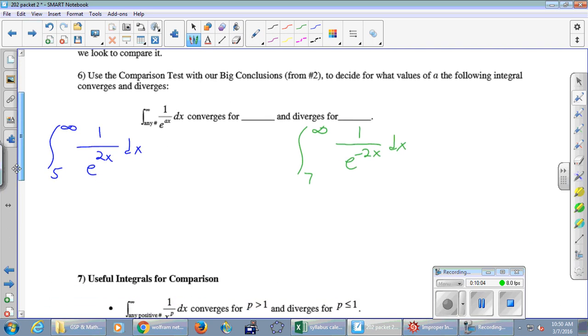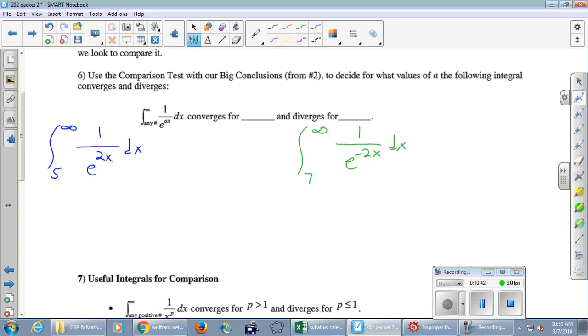Number 6, I'm going to modify slightly. 6 talks about this integral of 1 over e to the ax, where a is some number. Again, I want to be very concrete here. So I've just made up 2 integrals. Maybe you could copy these down here. Integral from 5 to infinity of 1 over e to the 2x, and then basically the same integral, but 1 over e to the negative 2x. Yeah, I changed the limits, but it doesn't matter, 5 and 7, it makes no difference what those numbers are. The issue is going to happen at the infinity if there's going to be an issue.